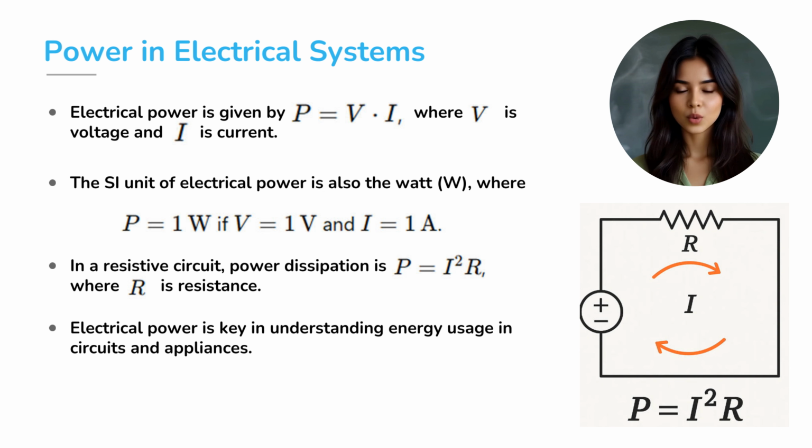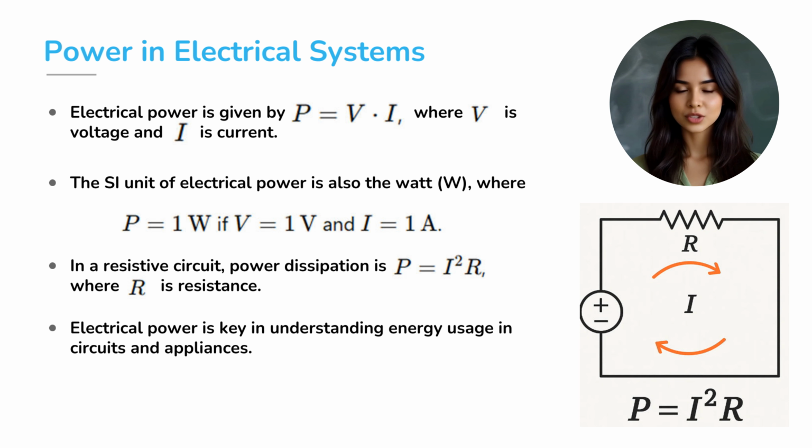Okay, but power isn't just for mechanical systems, it's also crucial in electrical circuits. Electrical power is given by P equals V times I, where V is voltage and I is current. This formula helps us understand how electrical appliances work. For example, if you have a toaster rated at 500 watts, that means it uses 500 joules of electrical energy every second. Another interesting thing is when you're dealing with resistive materials, where power loss is given by P equals I squared times R, where R is resistance.